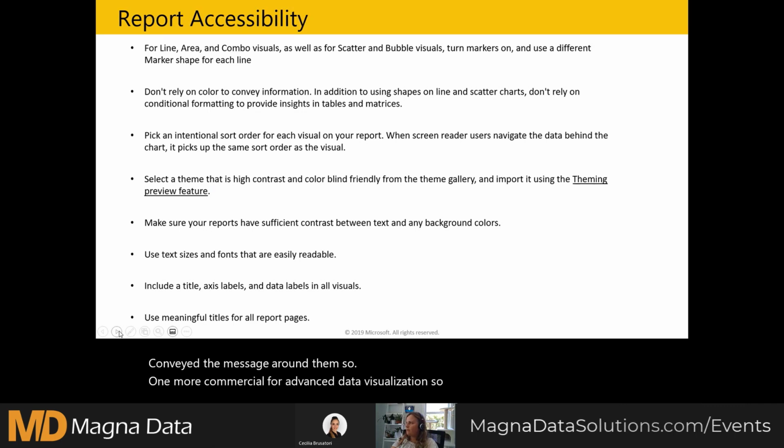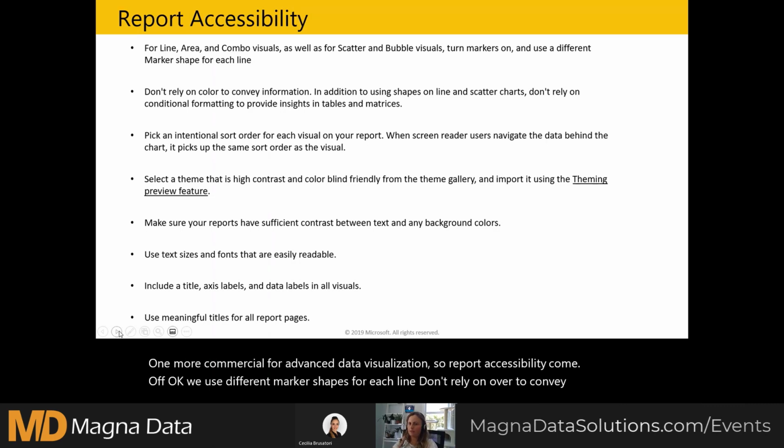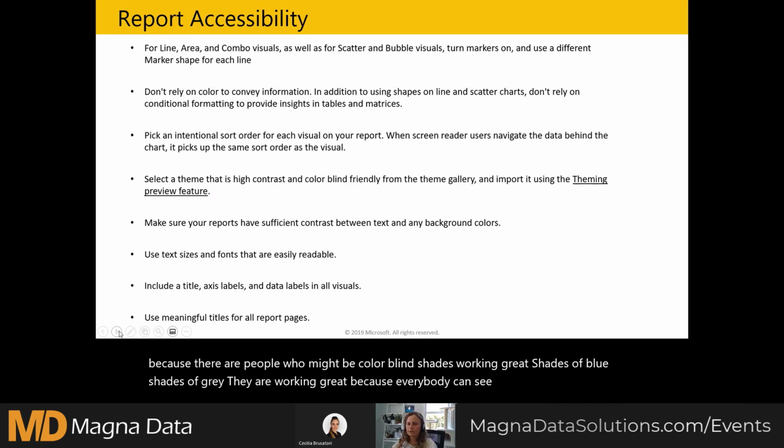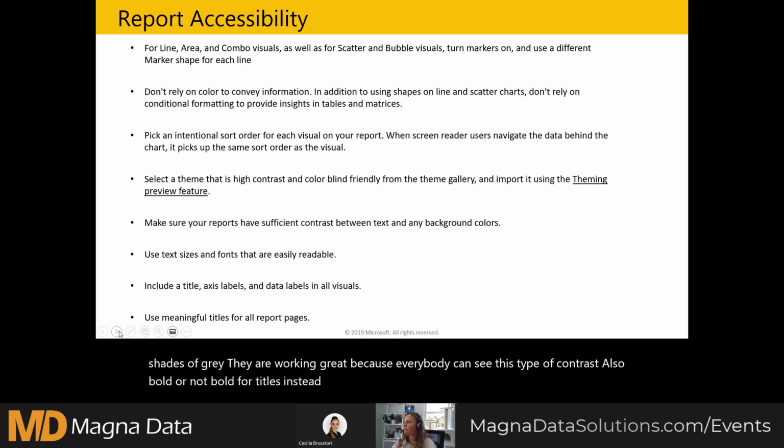So, report accessibility. We use different marker shapes for each line. Don't rely on color to convey information because there are people who might be colorblind. Shades are working great. Shades of blue, shades of gray, they are working great because everybody can see this type of contrast. Also, use bold or not bold for titles instead of different colors for titles.